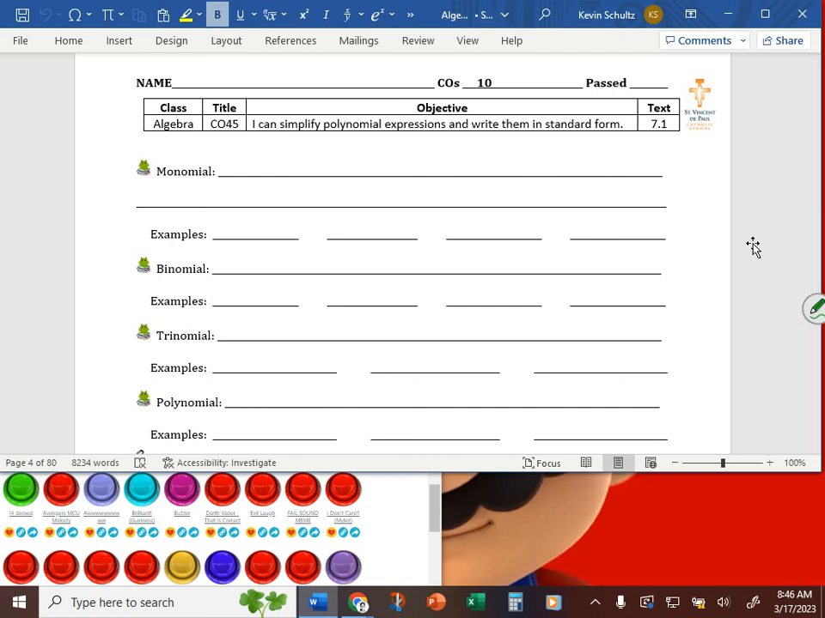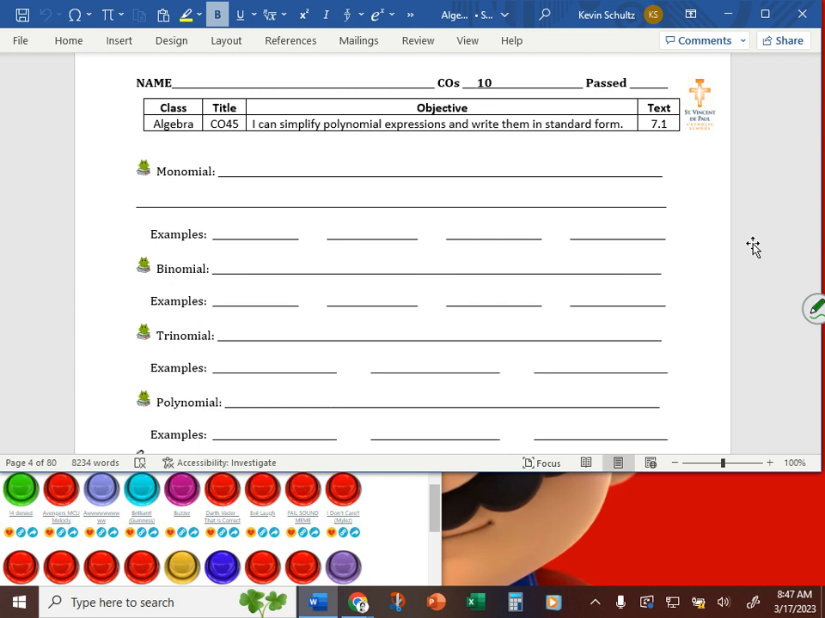St. Patty's Day. We're going to CO45, which is more background knowledge about all these nomials that you're going to be hearing about in the next couple of weeks. And we've got 4 definitions to fill in here. The first one we've already done. What is a monomial? We talked about it yesterday.